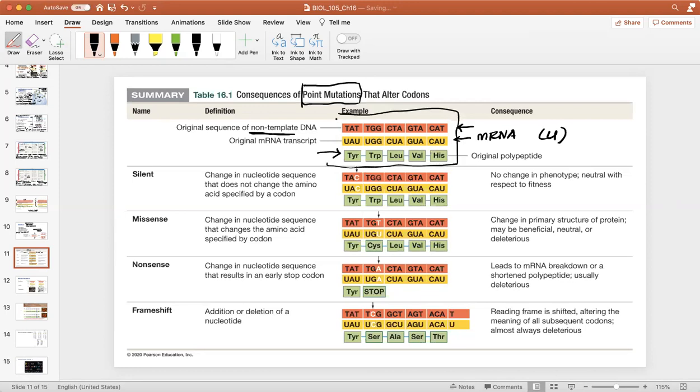Now let's look at what happens when some point mutations occur. One type of point mutation is called a silent point mutation. Remember how I said that the codon chart is redundant?